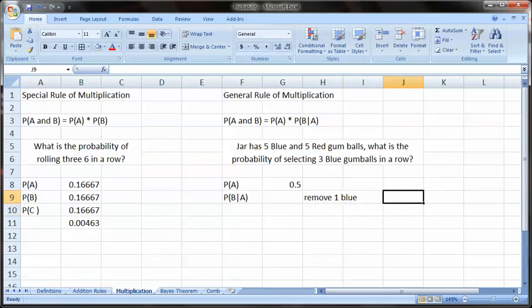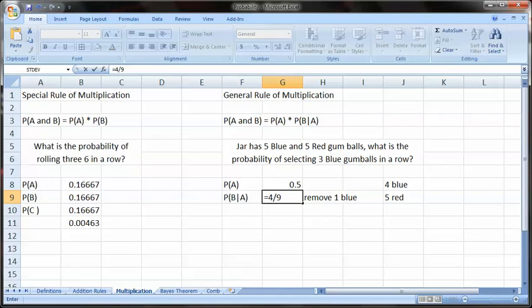Now let's assume that we have taken 1 blue away. Now, what do we have instead? We have 4 blue, 5 red, for a grand total of 9 instead of 10. So the probability now becomes 4 divided by 9, because there's 4 blue, 5 red, so the odds are going to get a little bit less, 4 out of 9, so 0.44. That makes a little more sense.